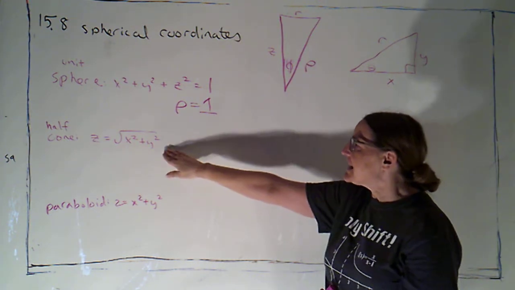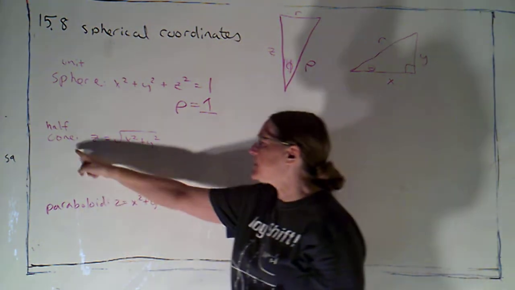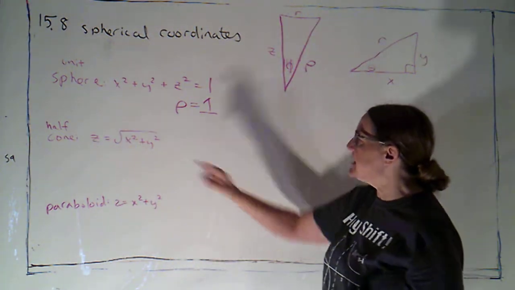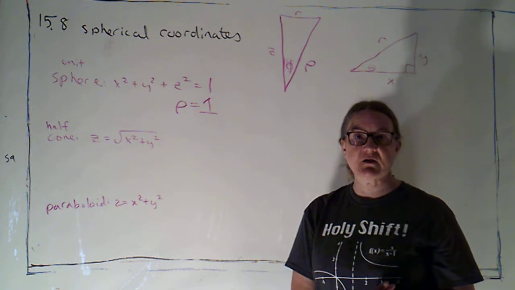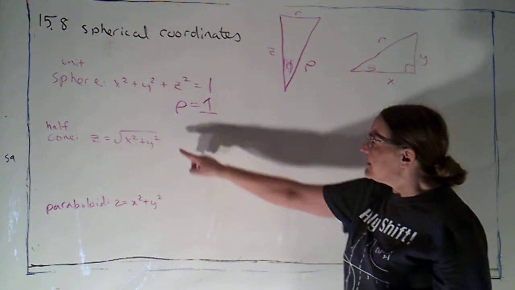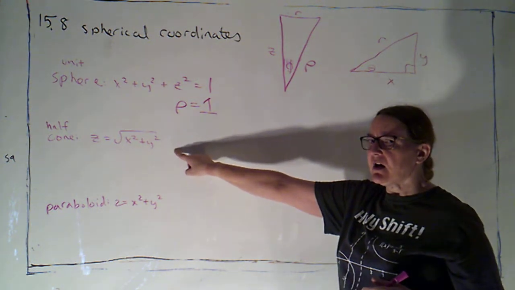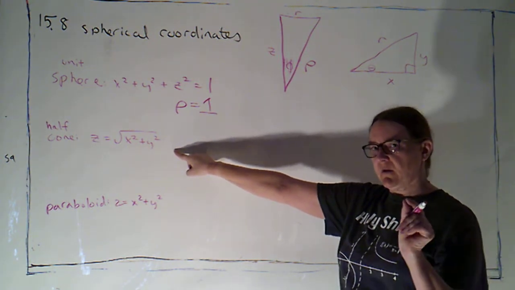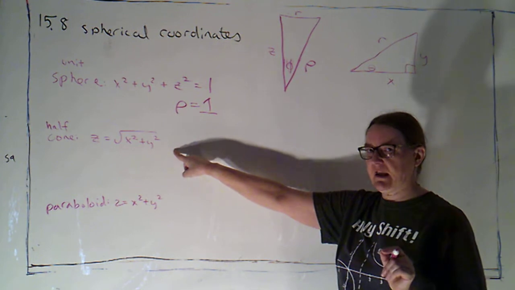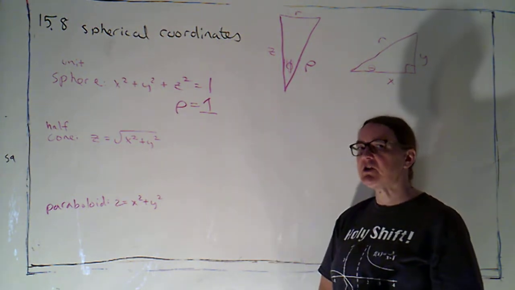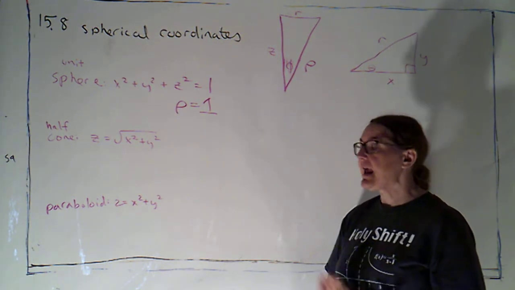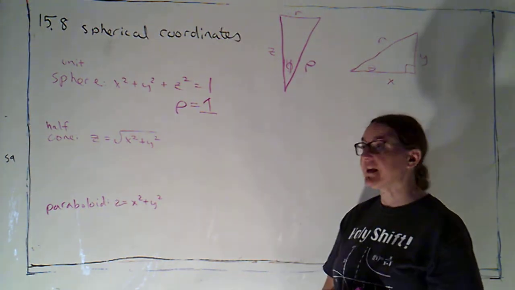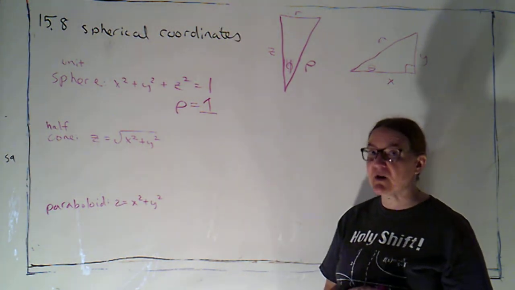Okay. Next, I'm looking at a half cone, and sometimes we just call it a cone, speaking a little more informally. z equals the square root of x squared plus y squared. Now, if that's a half cone, I'm thinking phi should be constant. So I'm going to find the equation two ways. First, I'm just going to do it geometrically, and then I'll do it algebraically. The geometric way is much, much nicer.